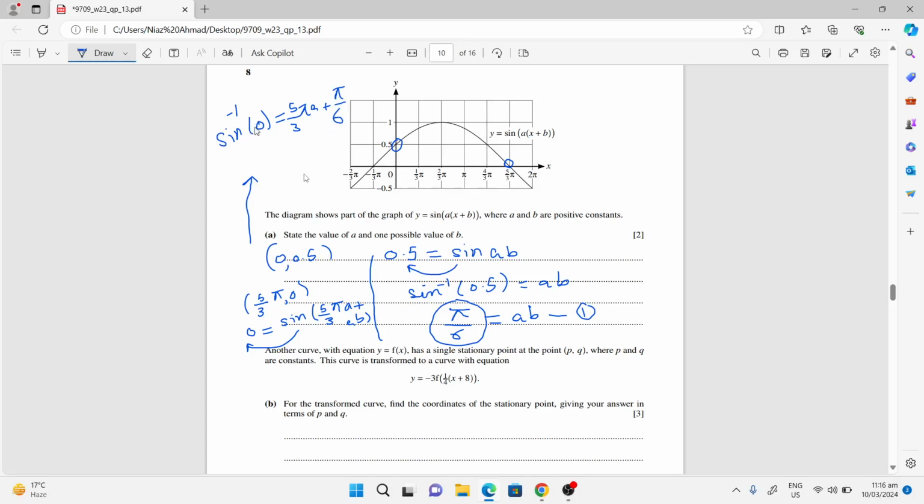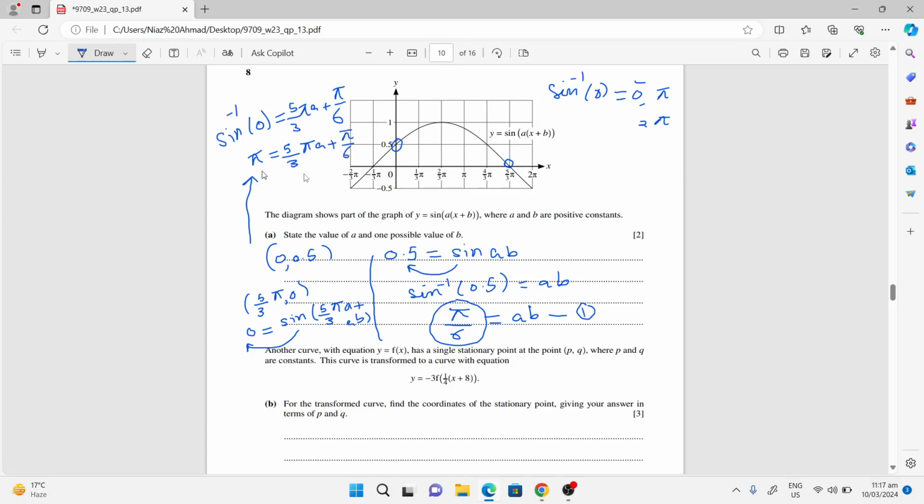Sine inverse of 0 in radian mode will give you 0, pi and 2 pi. The first value is 0 or pi, so we can take pi. On the protractor, 0 and pi lie on the same straight line. So the equation becomes pi equals 5 by 3 pi a plus pi by 6.